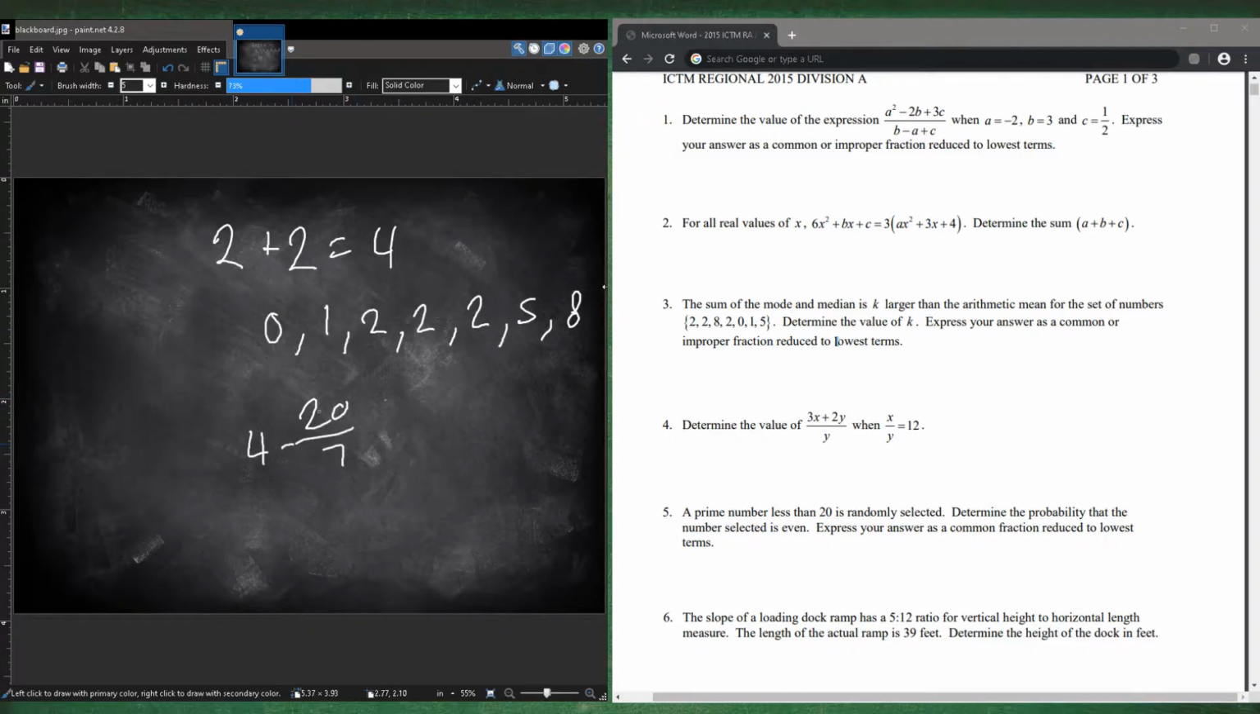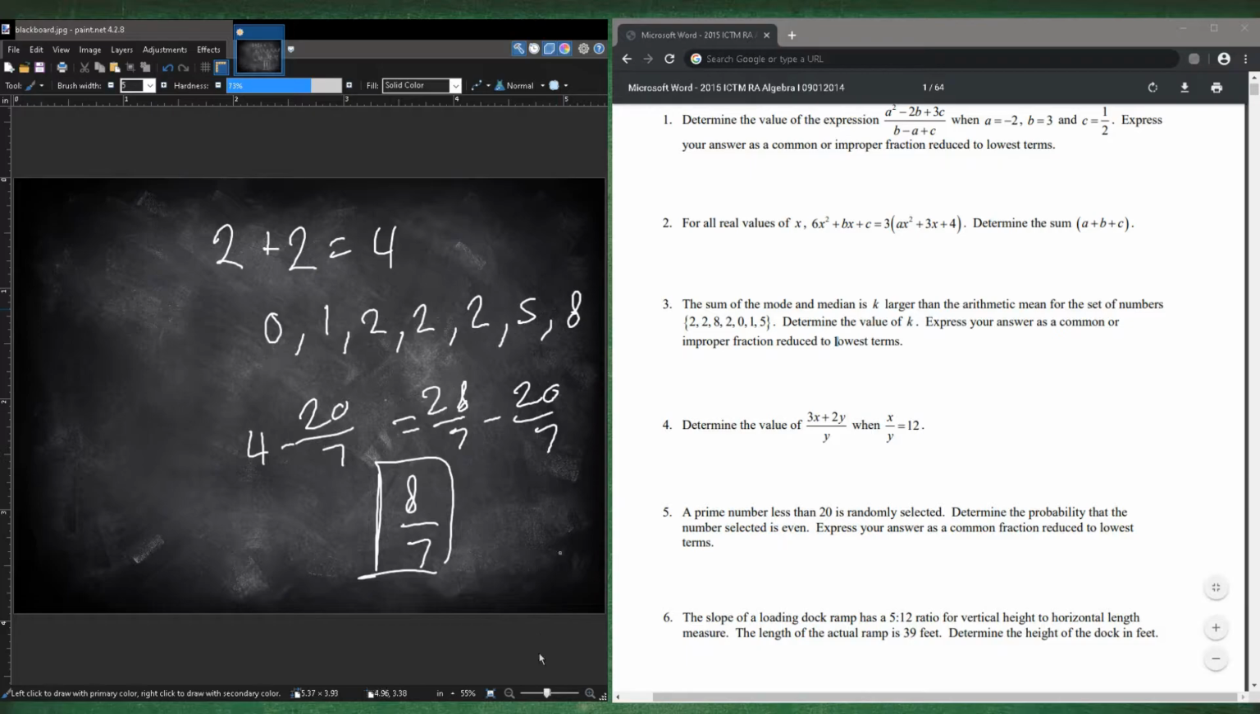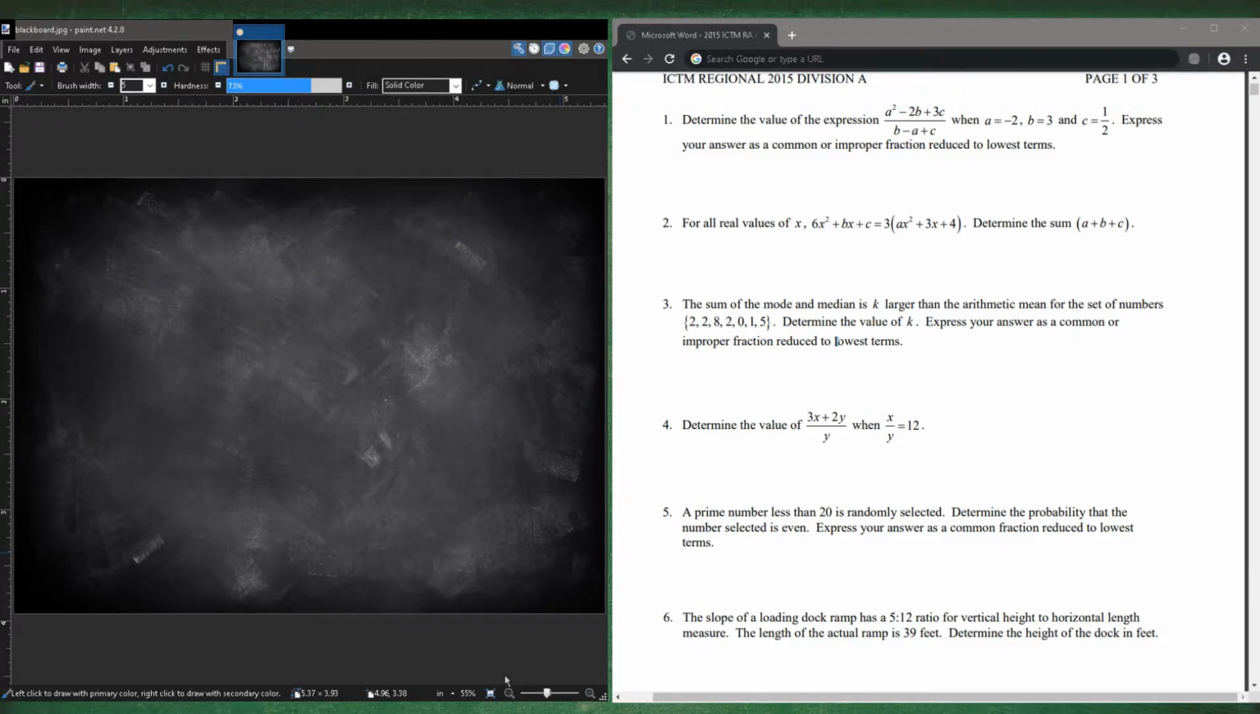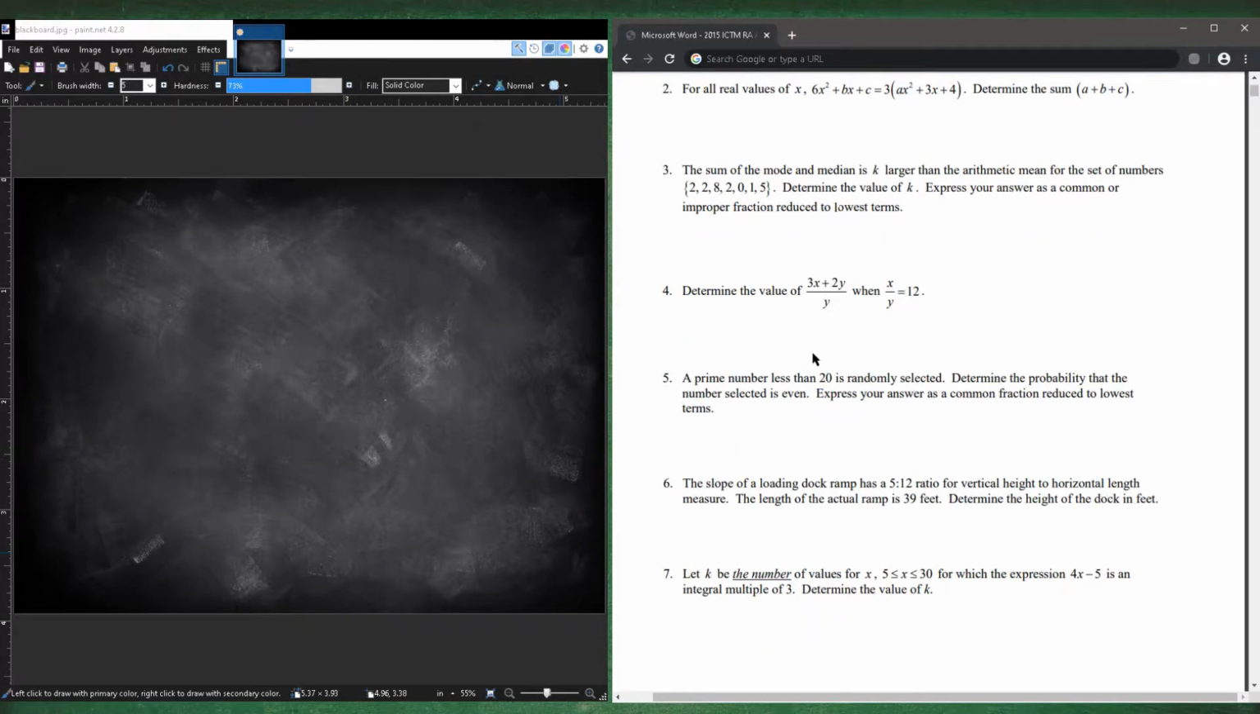So 4 minus 20 over 7. That's the same thing as 28 over 7 minus 20 over 7. So that is equal to 8 over 7. So the answer for 3 is 8 over 7. Okay. Pretty simple, the first three.